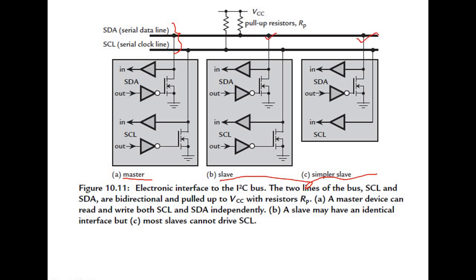Here you see the pull-up resistors, RP. The pull-up resistors keep the lines at VCC, that is logic 1, when none of the drivers is active. That is, the pull-up resistor holds the line at VCC when there is no activity. So both the clock and data will be idle high.